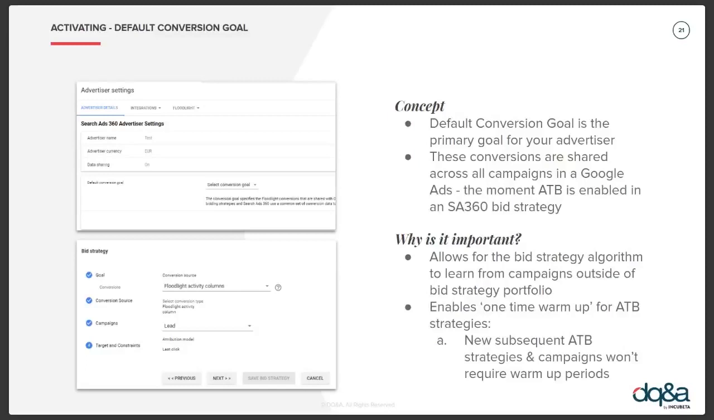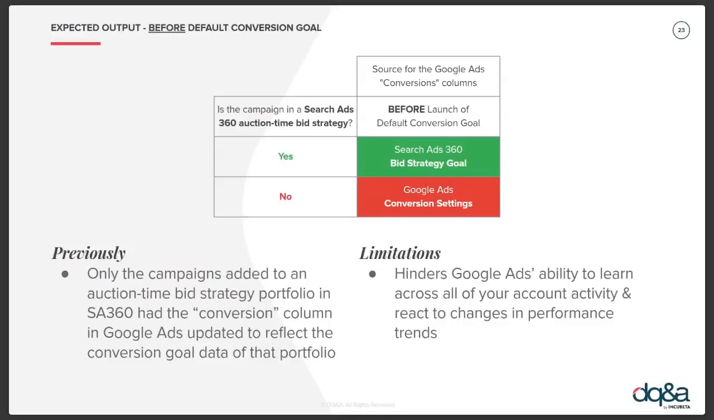So auction time bidding has been around now for the best part of the whole of 2019, but actually it's in the final third of the year that a lot of this technology was released, or well, not a lot of it, but the one-time warm-up and the default conversion goals were released. So they're really stabilizing features and updates that have come through.